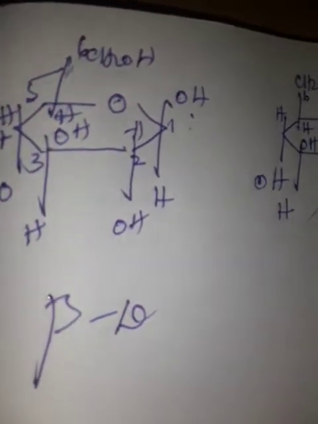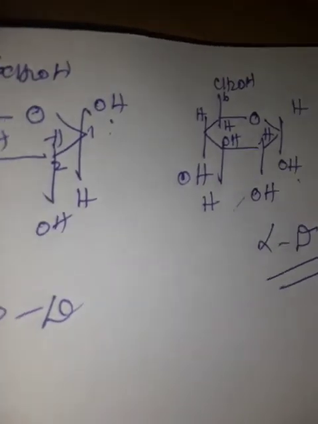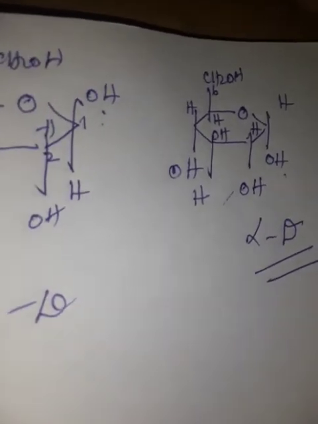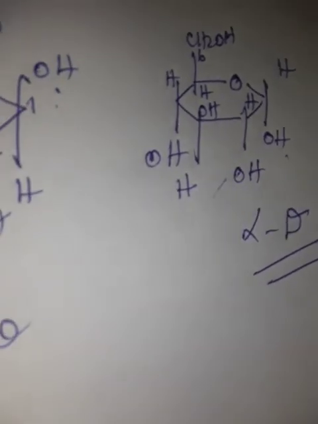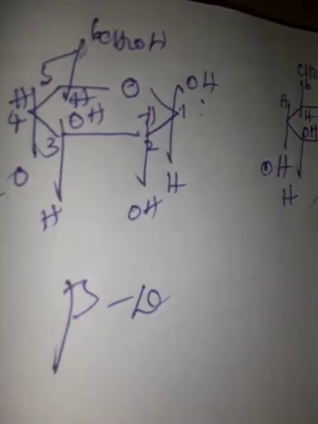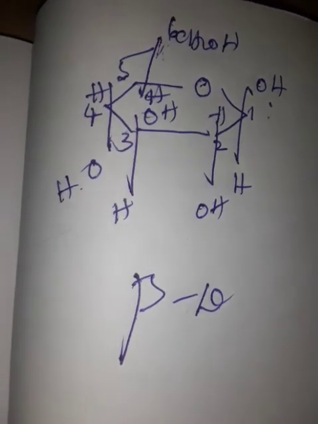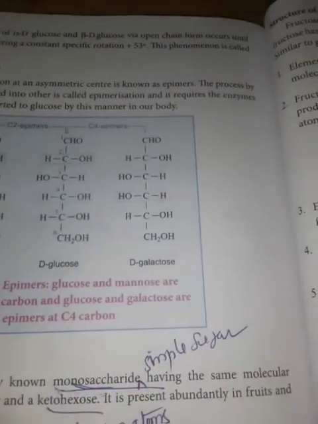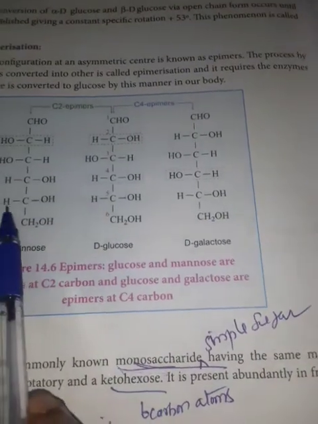Sugars which differ in configuration at one asymmetric center are called epimers. Anomers means different, epimers means differing in configuration. The process by which one epimer is converted into another is called epimerization. Galactose is converted to glucose in this manner in our body. See, all have the same formula, with sixth carbon CH2OH, CH2OH, CH2OH.